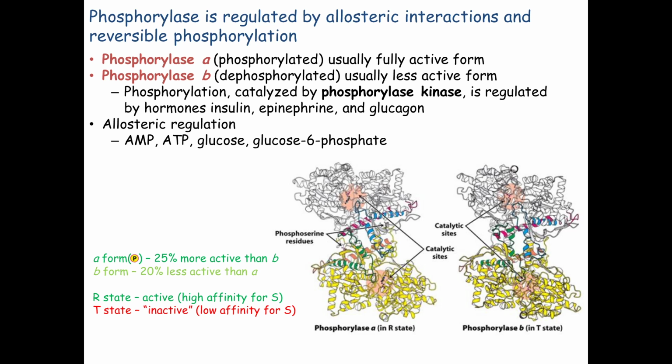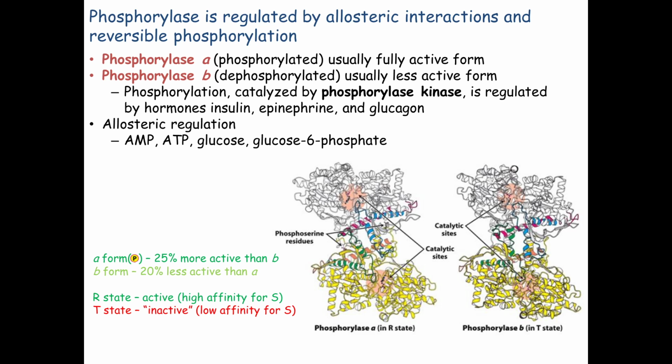Okay? They also can exist in two other forms. This has nothing to do with the phosphates at all. This has to do with other things binding. Right? This is an allosteric regulation. Right? That means something is binding somewhere other than the active site, right? And modulating the activity of the enzyme. We talked about this during our enzyme lecture. So some things that can bind are AMP, ATP, glucose, glucose 6-phosphate. Right? We'll get to what those do in a minute.